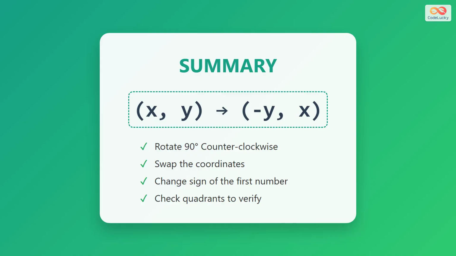To summarize, rotating 90 degrees counterclockwise is simple if you follow the steps. Start with your coordinates (x, y), swap them to get (y, x), then change the sign of the first number to get (-y, x). Always double-check your result by visualizing which quadrant the point should land in.